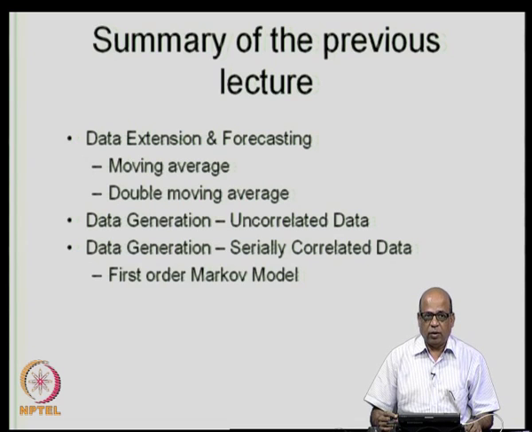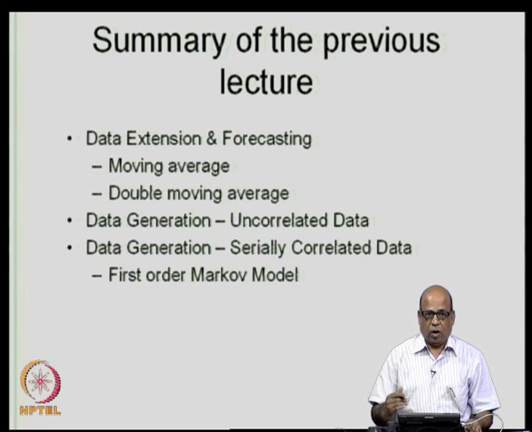Then in the last lecture, we also discussed data generation methods for serially correlated data. As I mentioned in the last lecture, we have in hydrologic data many times the data are serially correlated. For example, the July month flow may be serially correlated with June month flow and also correlated with the July month flow of the previous year.